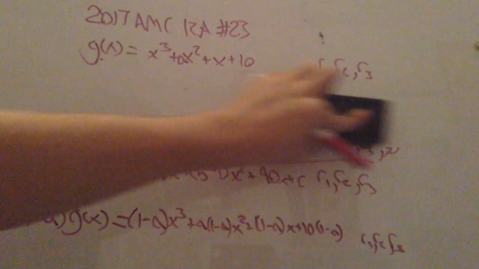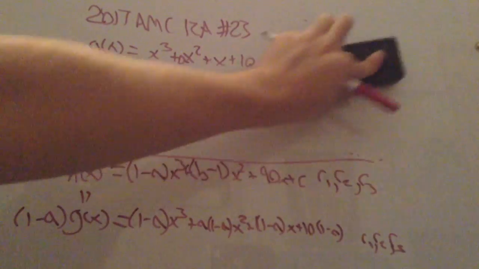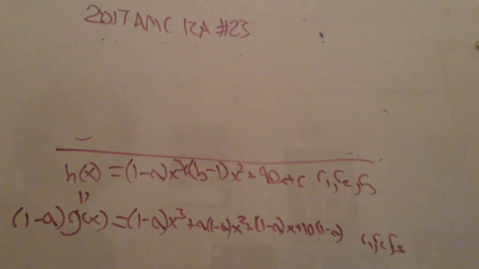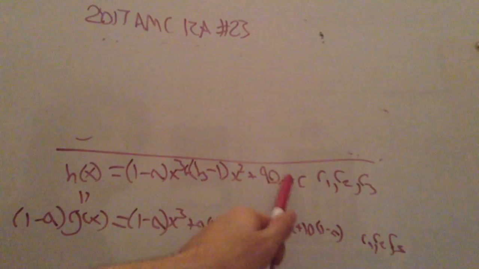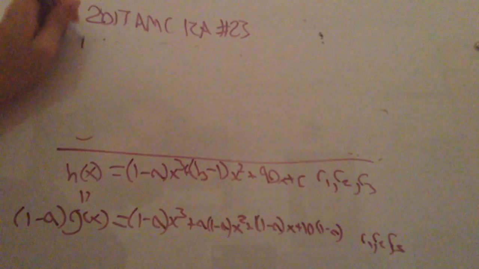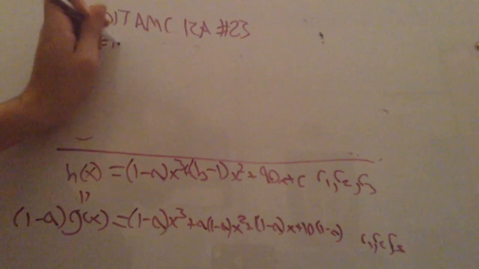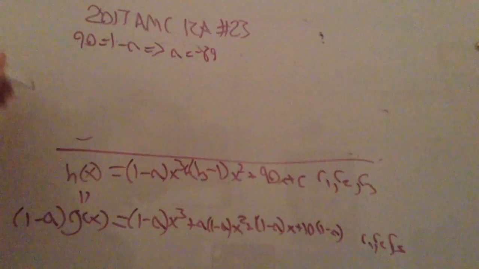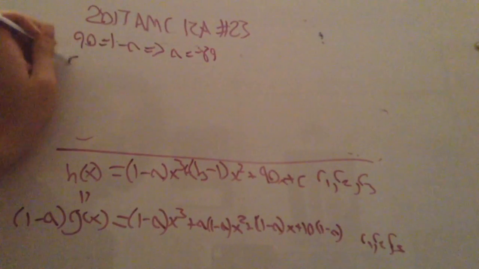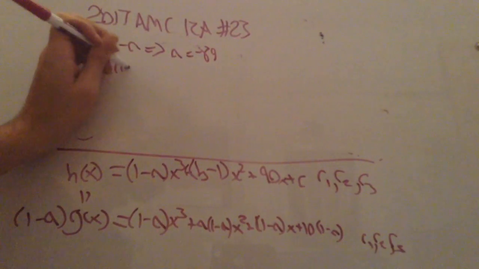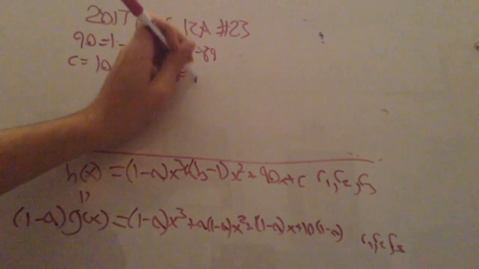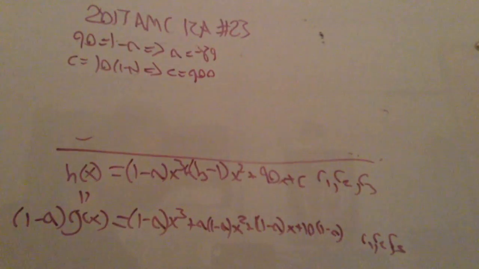I'm going to erase this. I'm going to bring f of x back at the very end. I'll explain why after I'm done. But if we can equate all of these coefficients, then we can find what a, b, and c are. Easiest one to find right off the bat is a. 90 is equal to 1 minus a, so a is negative 89. Then we look for c. c is 10 times 1 minus a. Well, 1 minus a is just 90, so that means that c is 900.